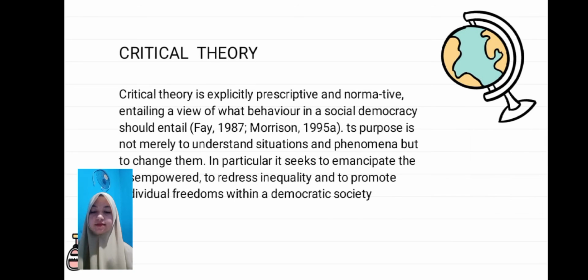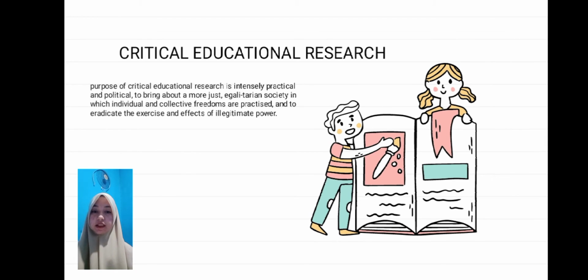The next is critical educational research. It correlates with critical theory because critical theory will make a critical educational research. It is the result of critical theory. The purpose of critical educational research is educational research that is intensely practical and political, to bring about a more just, egalitarian society in which individual and collective freedoms are practiced, and to eradicate the exercise and effects of illegitimate power.